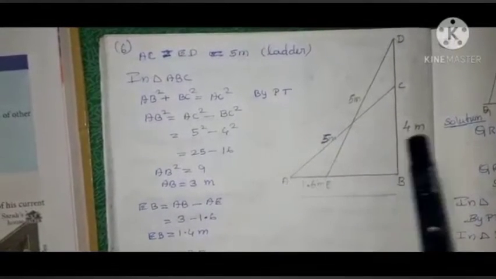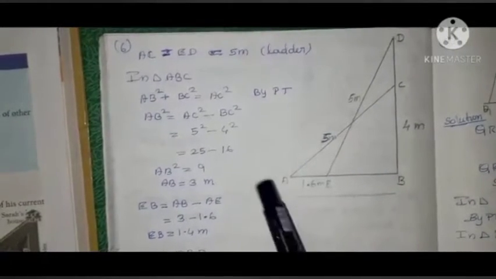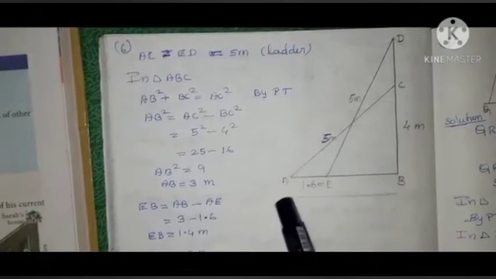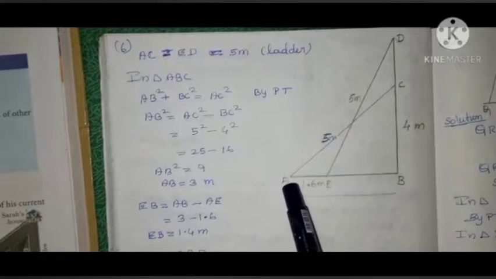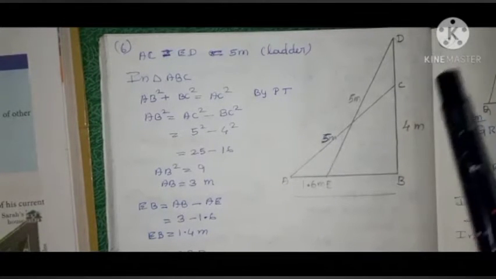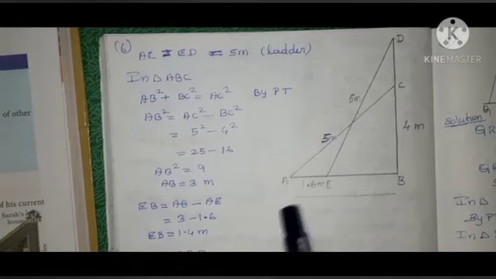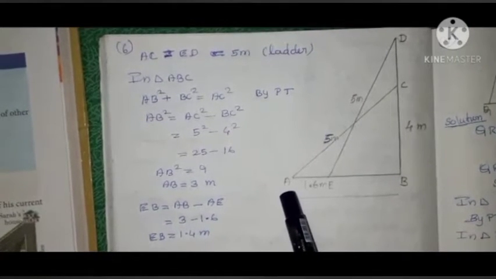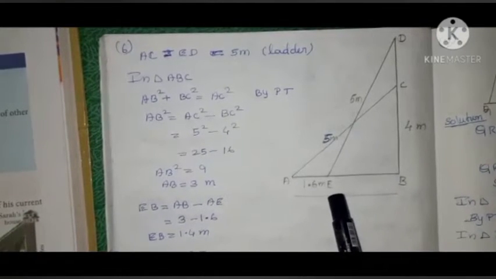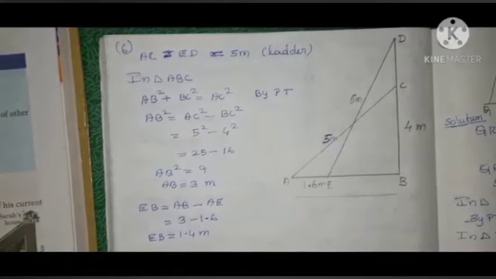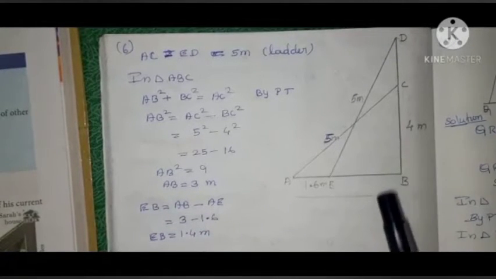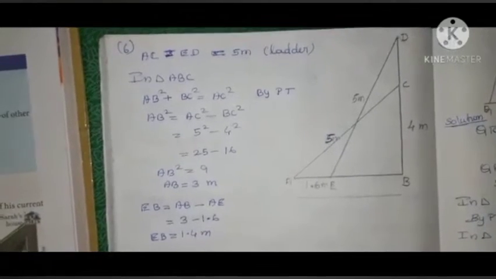Here A, B, C is the first position. AC is a ladder of 5 meter, placed at a height of 4 meter, where the top of the ladder is placed. After some time, it changes its place towards the wall by 1.6 meter. The bottom of the ladder is now E, and the top of the ladder is D. Then find DC.